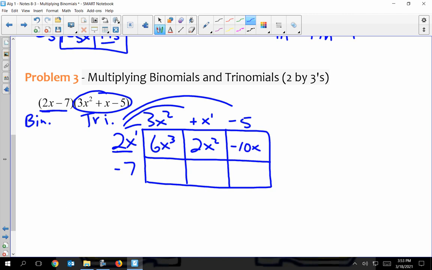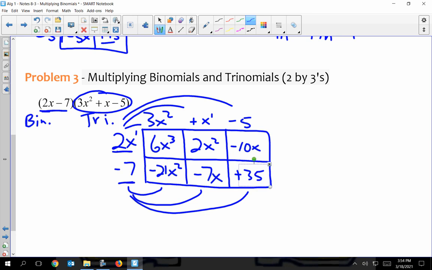Okay. Then I come down to the negative 7, and I'm going to do the same thing, multiply it, put the answers here. So negative 7 times 3 is a negative 21 with the x squared attached. Negative 7 times 1x is negative 7x. And then a negative times a negative is positive, so 7 times 5 is 35. Okay?